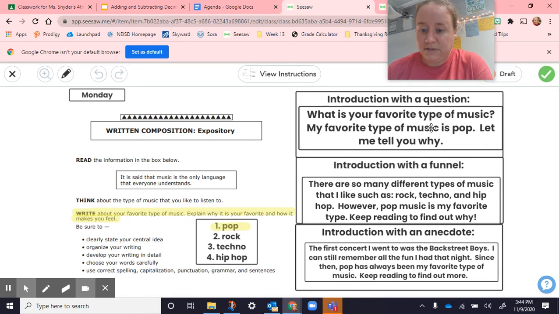Do I have a question? Do I have my central idea? Do I have my funnel? Do I have my central idea? Do I have my little story? Do I have my central idea? Okay, the central idea is answering what type of favorite music you have.